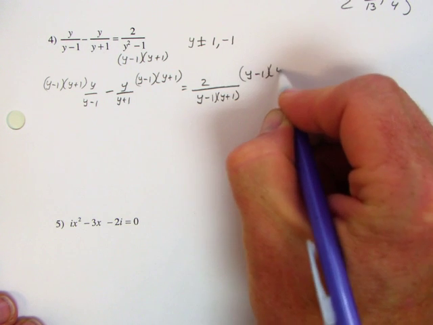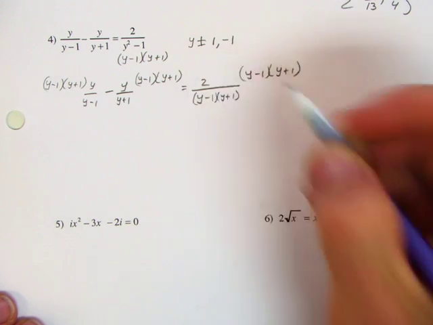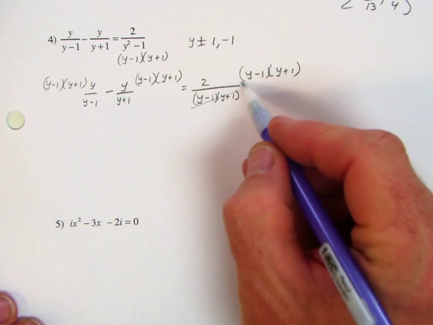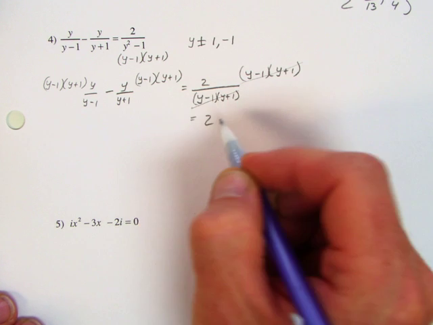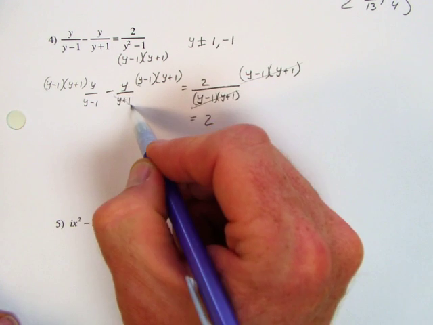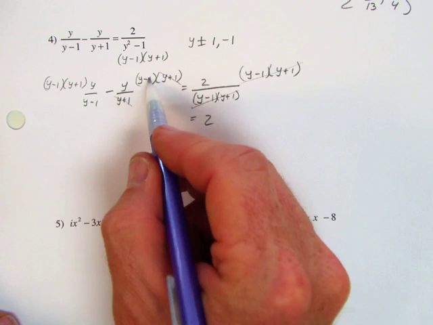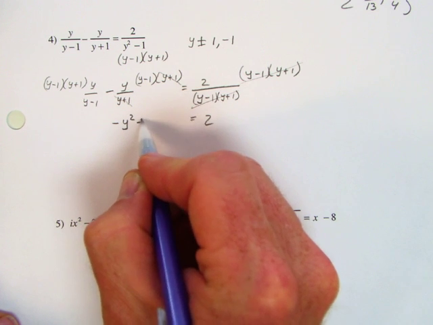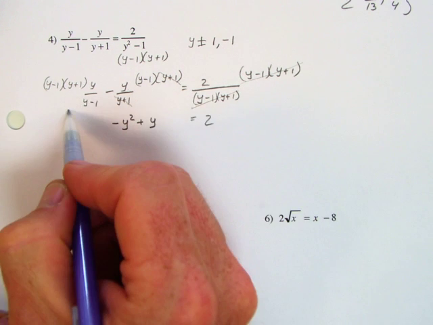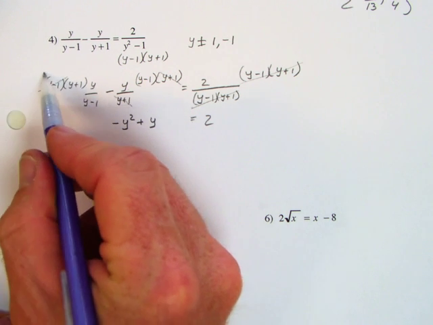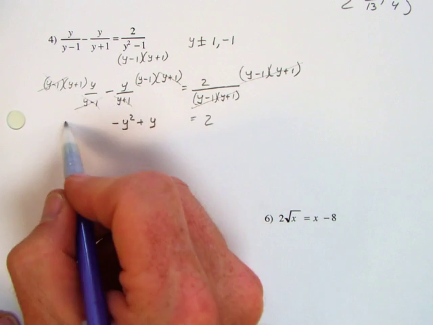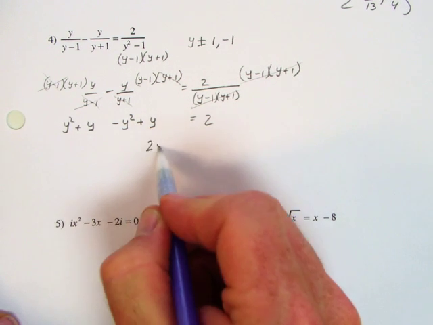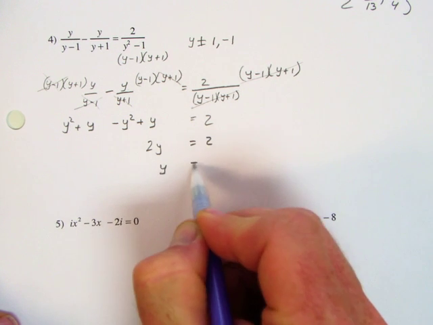I'm emphasizing what I'm doing here so you can see that, and it's clear exactly where I get this next line. So on this side, those all reduce, and I'm left with 2. Over here, I'm left with negative y times y minus 1, which will give me negative y squared plus y. And on this side, the y minus 1's reduce, and I'm left with y squared plus y. The y squareds go away. We're left with 2y equals 2, so y equals 1.